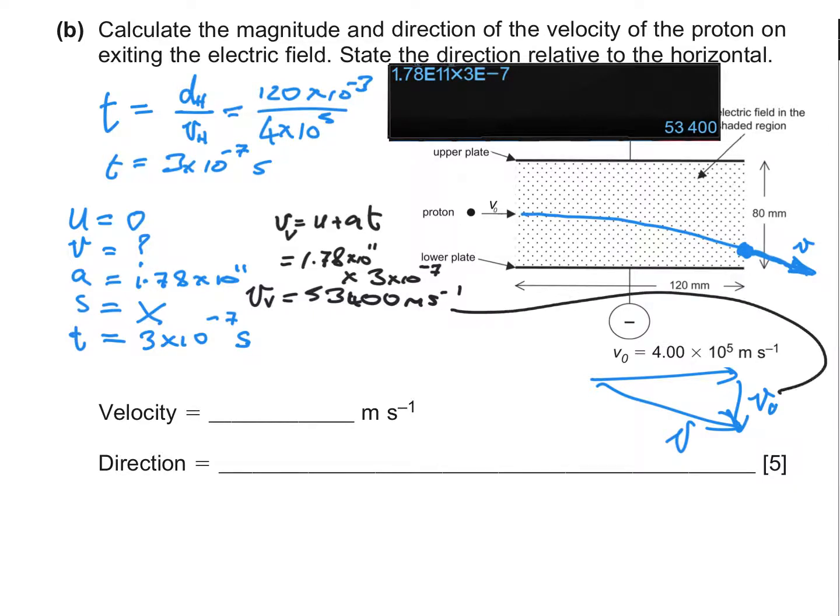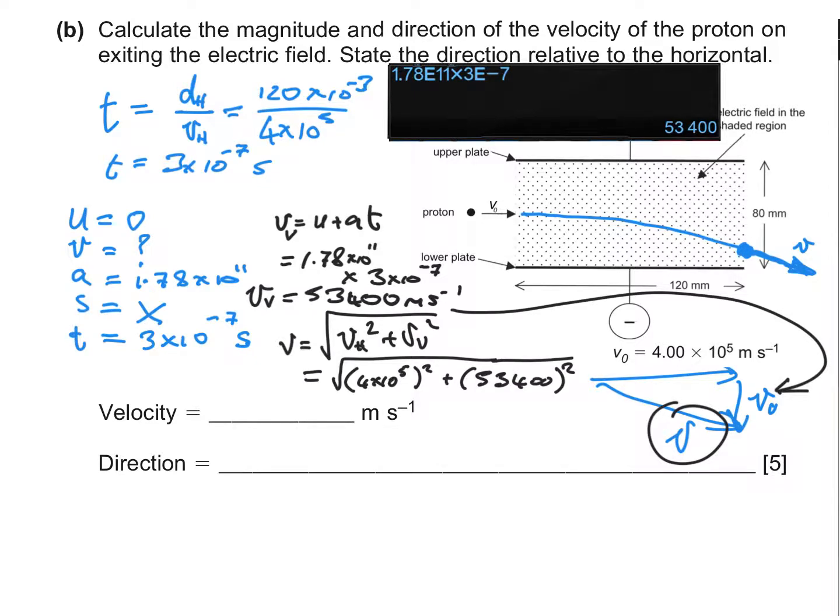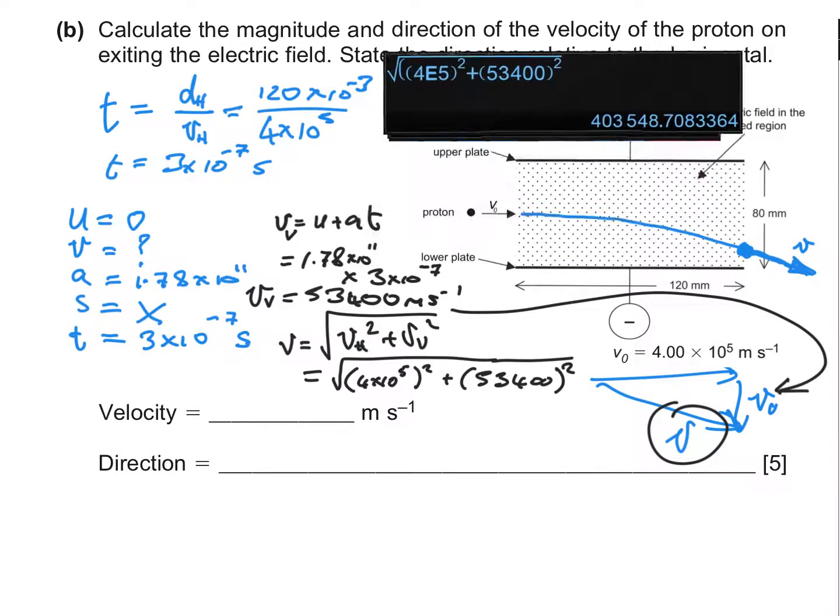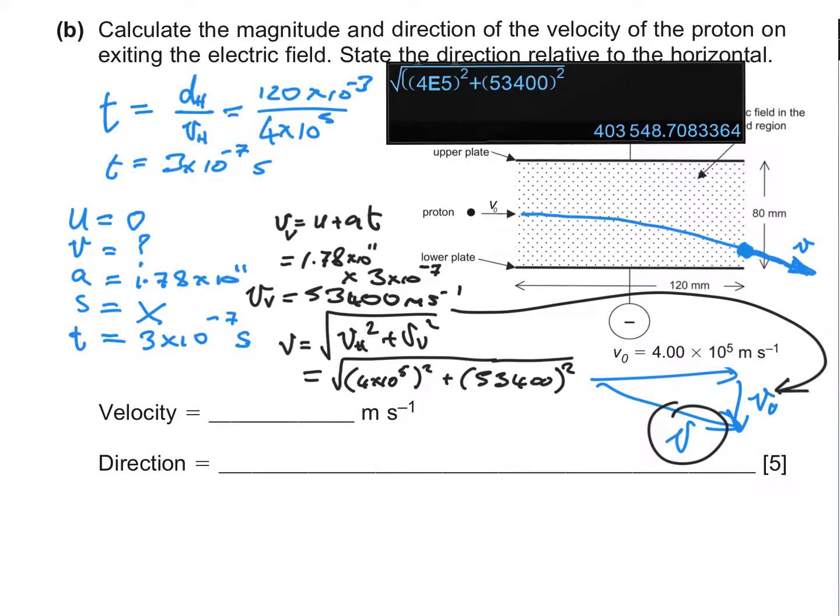So that's the value that belongs in this triangle, and we can get the final velocity by Pythagoras. The final velocity is the square root of v horizontal squared plus v vertical squared, which gives 403,548, and to 3 significant figures we could write that as 4.04 times 10 to the 5 meters per second.